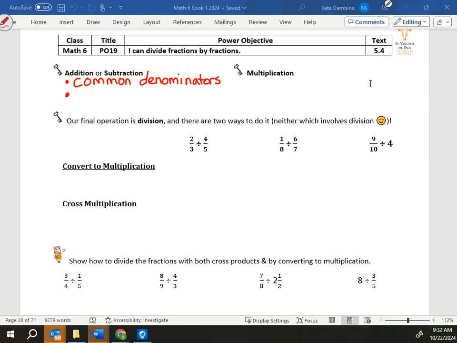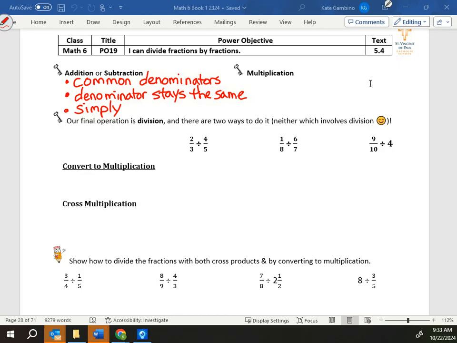Add the top, but that denominator, remember, stays the same. Who remembers our last step? Evelyn? Yeah. Simplify, simplify, simplify. Reduce it down as low as you can go. Sometimes it will be simplified all the way, reduced down. Sometimes we need to do that. Okay?